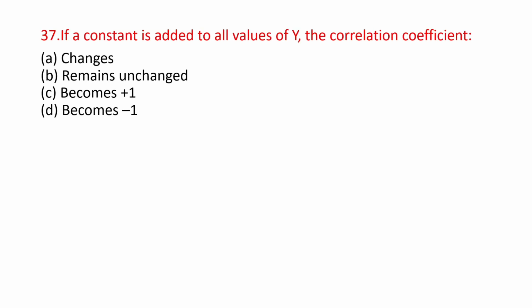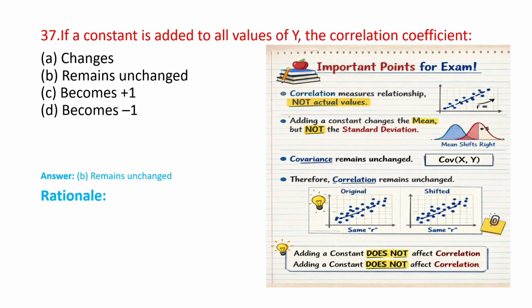If a constant is added to all of the values of y, the correlation coefficient, I already explained, adding, divisions and all remain, no change. Same as it is, the answer stays, no change.